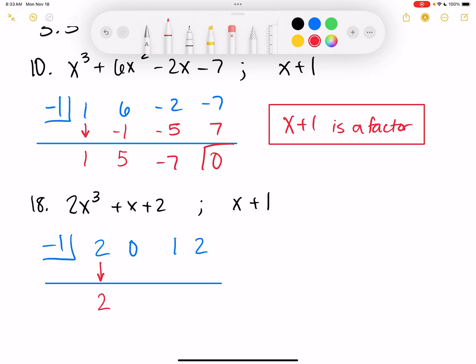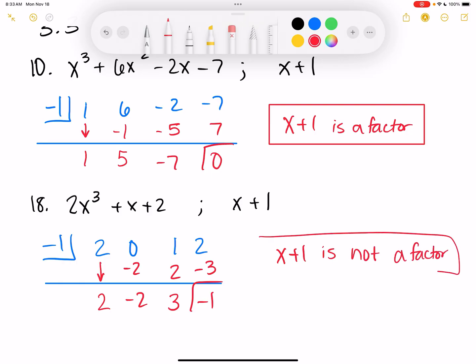Bring down the 2, times -1 is -2, plus 0 is -2, times -1 is +2, plus 1 is 3, times -1 is -3, plus 2 is -1. So this one has a remainder, and so x plus 1 is not a factor for this one. So basically you're showing the synthetic division, and then you're just saying if it's a factor or not for those problems.